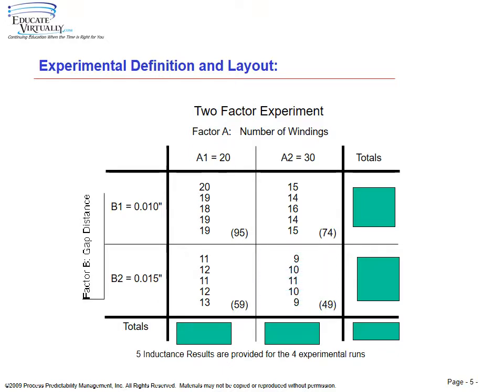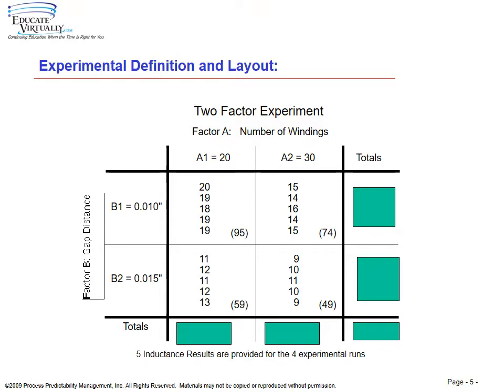So you see in each of these squared combinations that we have here, A1, B1 or A2, B1, you'll see the 5 values for inductance. The values that are in parentheses are just the sum of those 5 values for that intersecting combination. We'll use those totals when we go to calculate our analysis of variance.